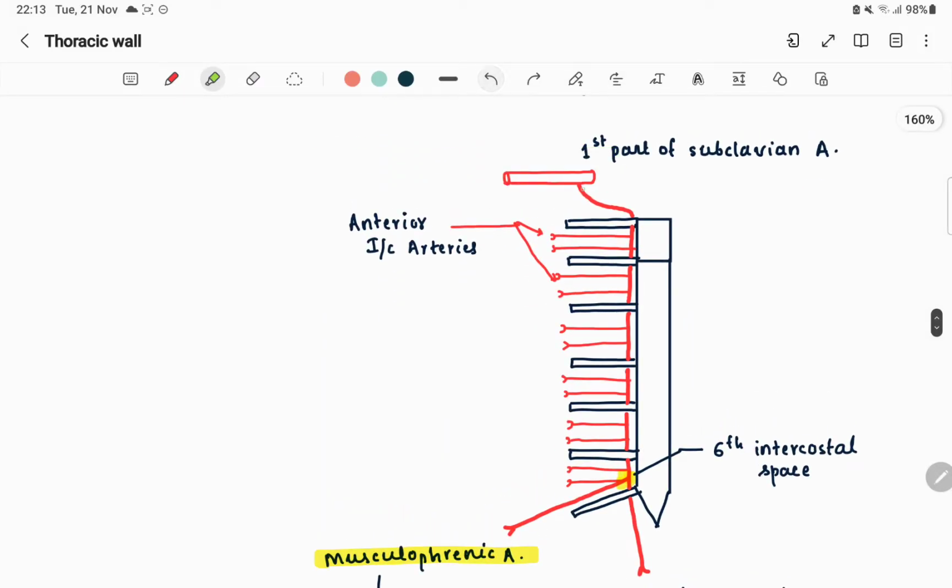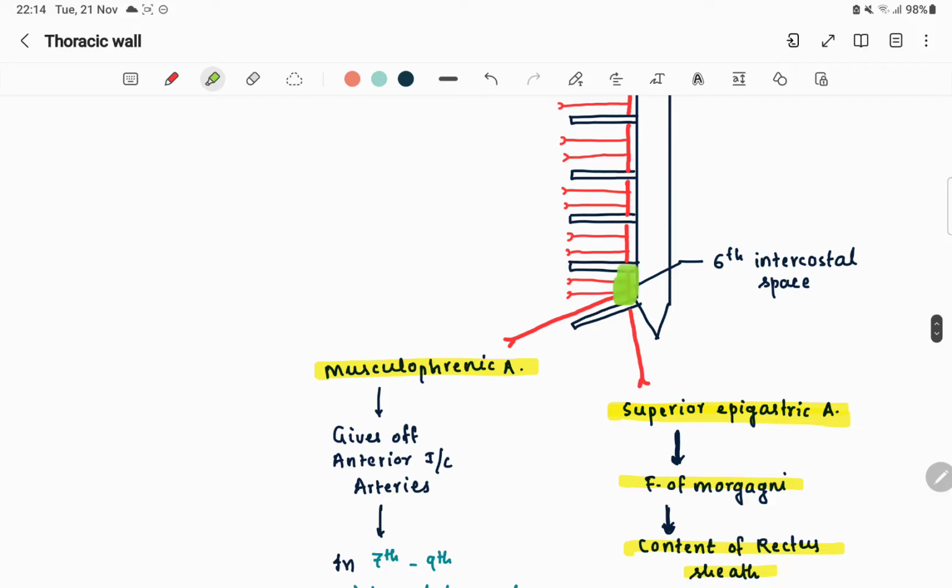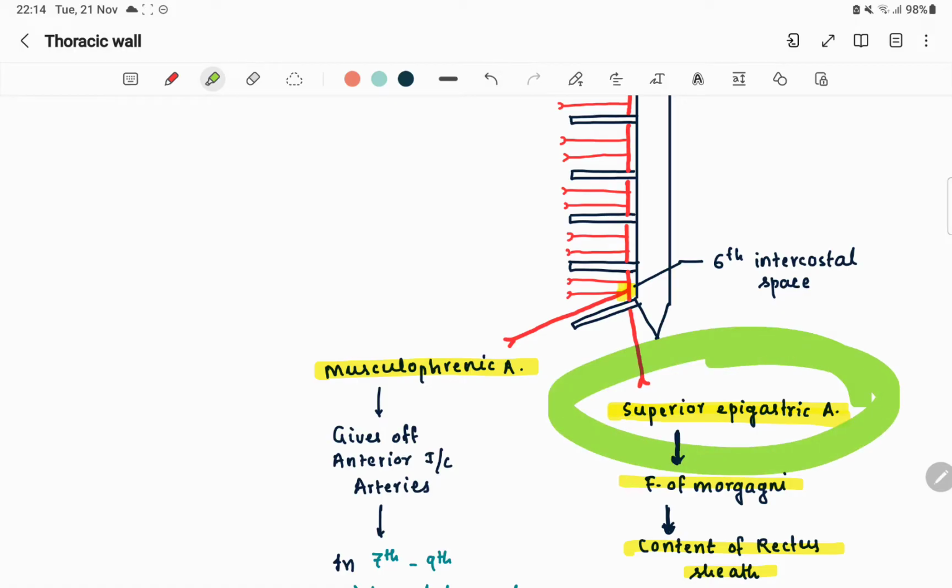First part of subclavian is there. First part of subclavian will give rise to the internal thoracic artery. This will come down beneath the ribs and will give two branches of anterior intercostal arteries, and there are two terminal branches at the level of the sixth intercostal space. This internal thoracic artery divides into your musculophrenic artery and your superior epigastric artery.